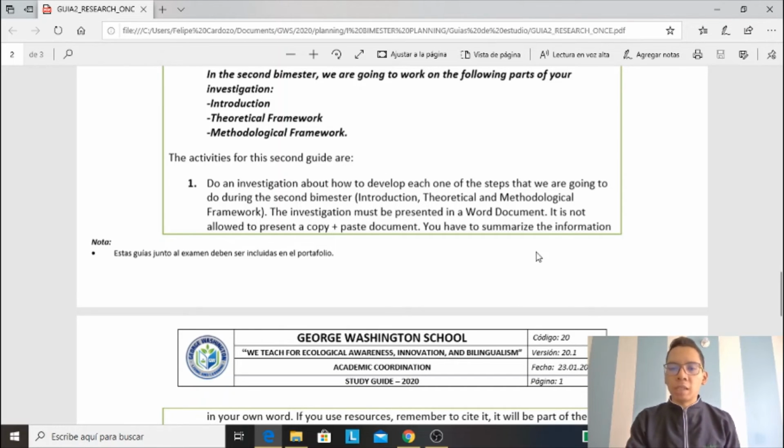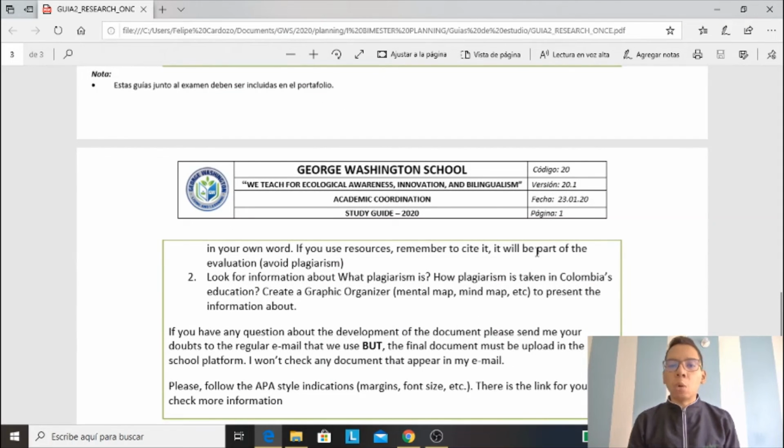You have to summarize the information in your own words. If you see resources, remember to cite it. It will be part of the evaluation. Debemos citar, ¿ok, chicos? Debemos hacer uso de las citas según APA style.